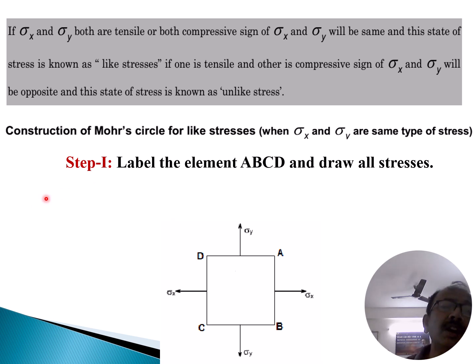Step number one, label the element ABCD and draw all stresses. So this is sigma x, this is sigma x, and sigma y and sigma y. Here sigma x and sigma y are shown positive, tensile. This is shown on the ABCD rectangular or square element.